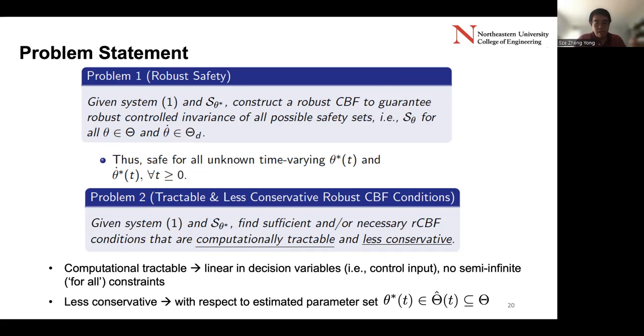We also want to make it less conservative, and specifically, we do that by being robust only to the estimated parameter sets, not the entire parameter set.